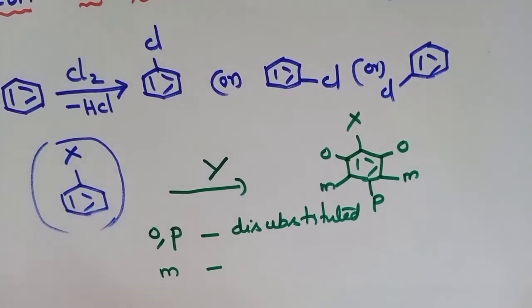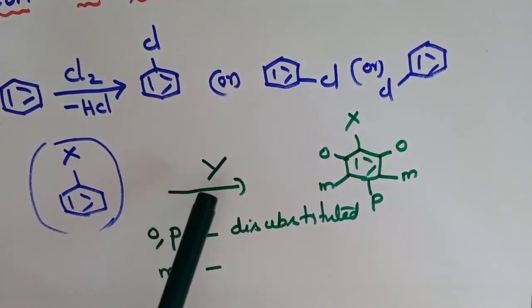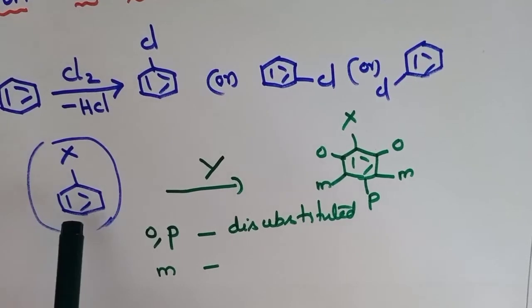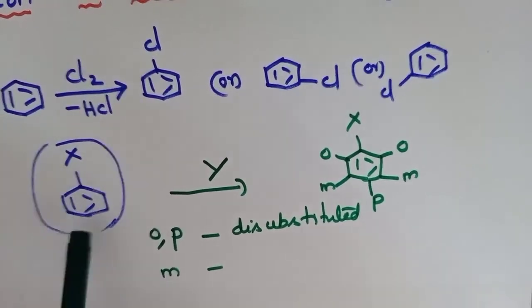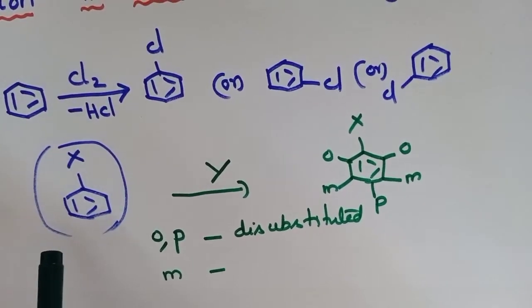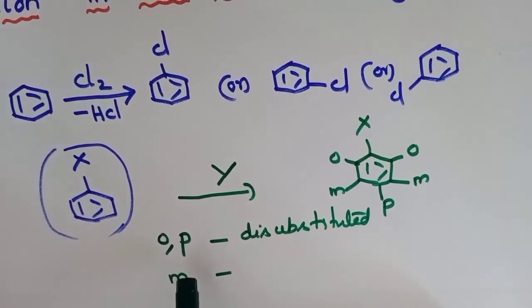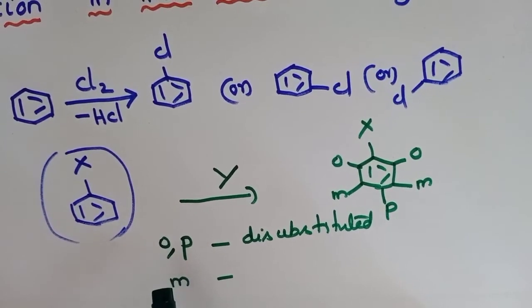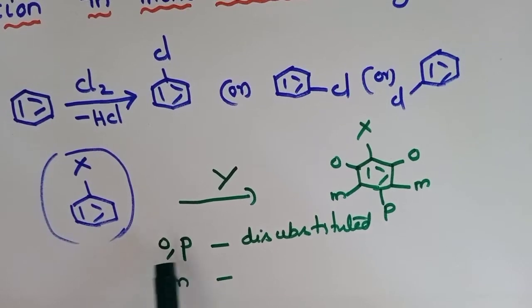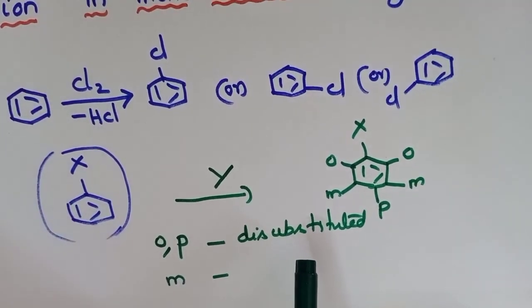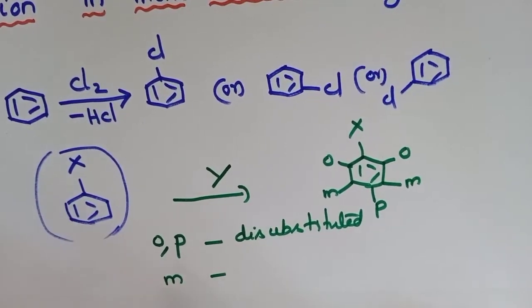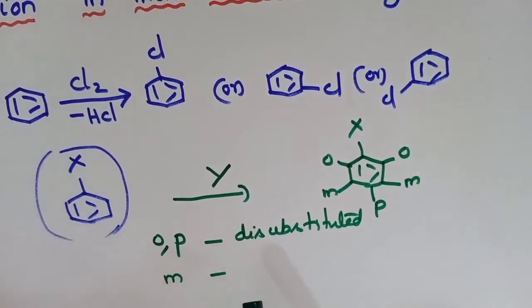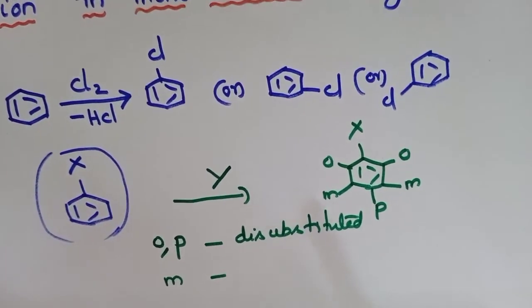So when a second group is being introduced to get substituted in a monosubstituted benzene, there will be 2 chances of products. It was experimentally observed, students. What are they? In certain cases the ortho-para disubstituted product might result, and in certain cases the meta disubstituted product might result.